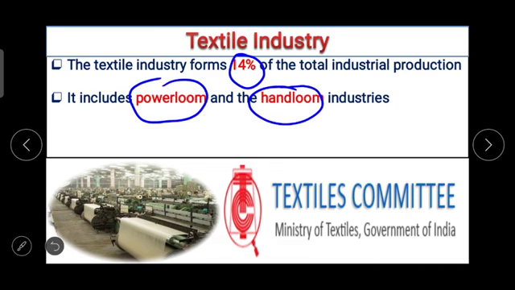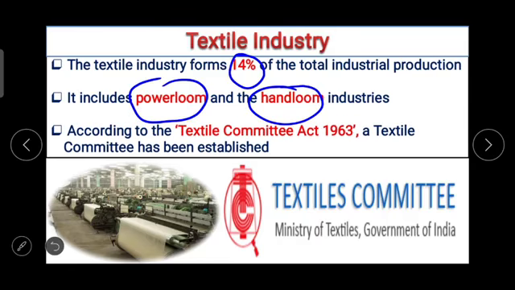The handloom industries are labor intensive, and according to the Textile Committee Act 1963, a textile committee has been established, and this committee sets the quality standards for textiles manufactured for sale in the internal markets as well as for export. So, the work of the committee established under the Textile Committee Act is to check the quality of the product.